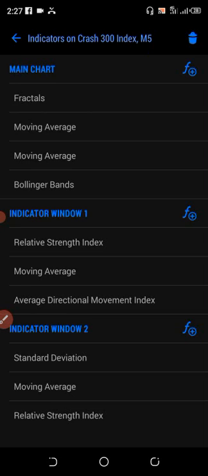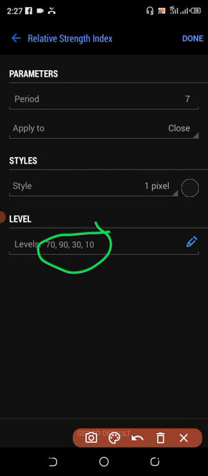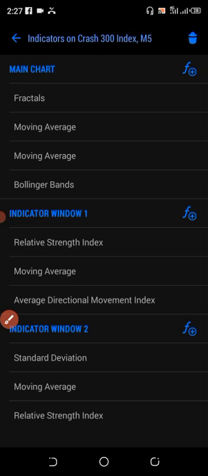All right, now I'm using relative strength index. So relative strength index, I'm using 7. Okay, price, the style is the background color. Then the levels are 70, 90, 30, 10, which is what you're seeing at that place. Okay, so this is what you should know.